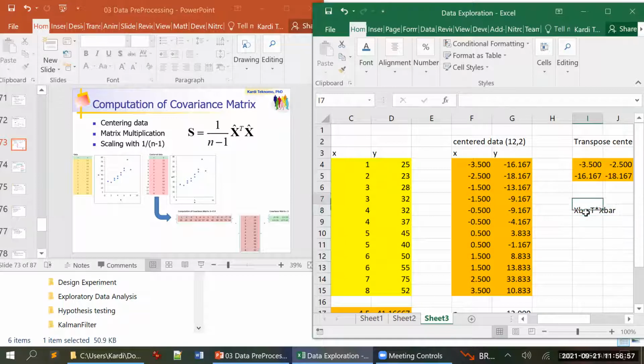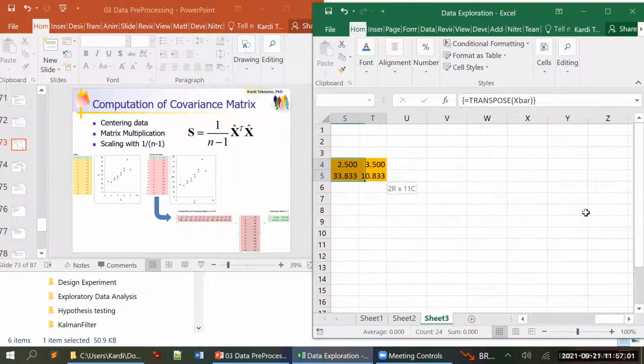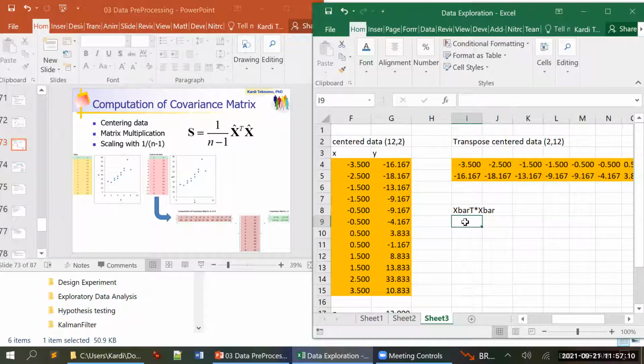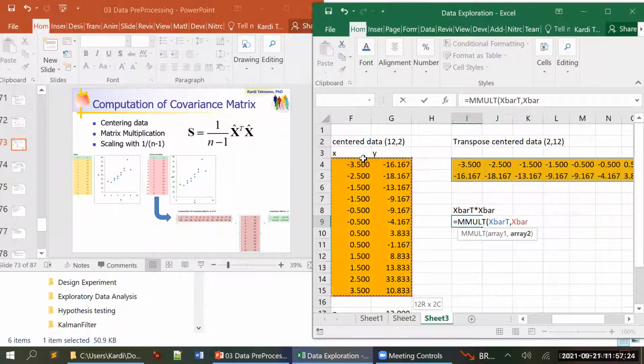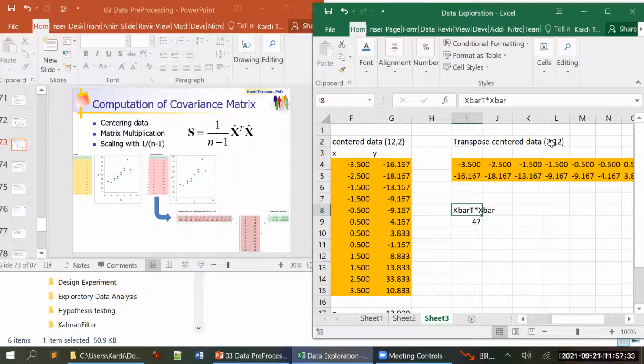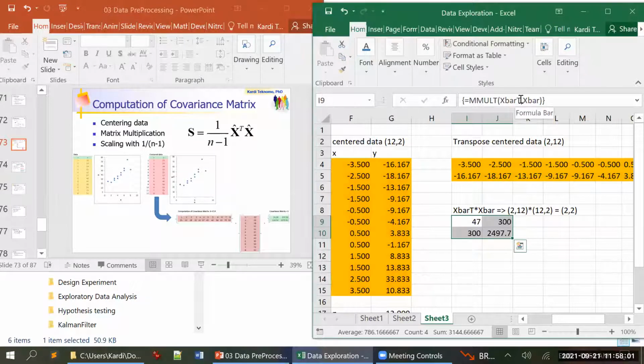Okay? So this is the X bar transpose. I call this X bar transpose. Then I need to multiply, right? What will I multiply? X bar transpose and X bar. Okay, so what is the size? X bar transpose is 2 times 12. So the size is 2 times 12 multiplied by 12 times 2, so equal 2 times 2. There, I got this.